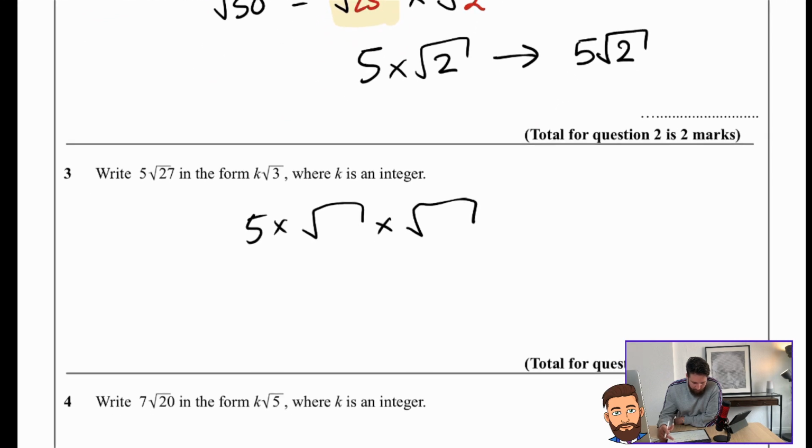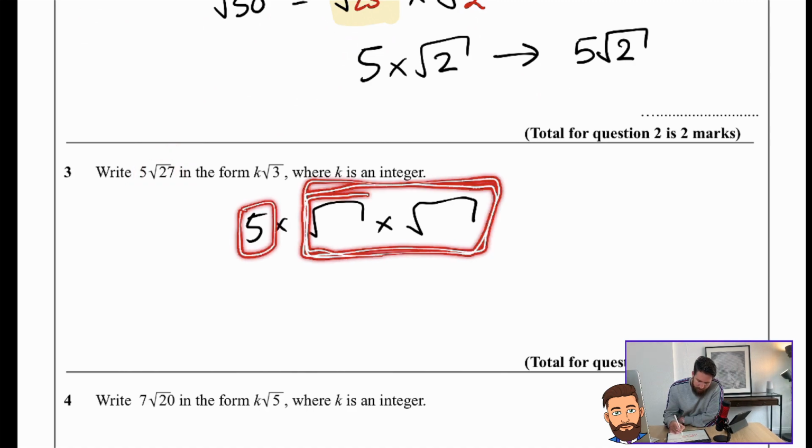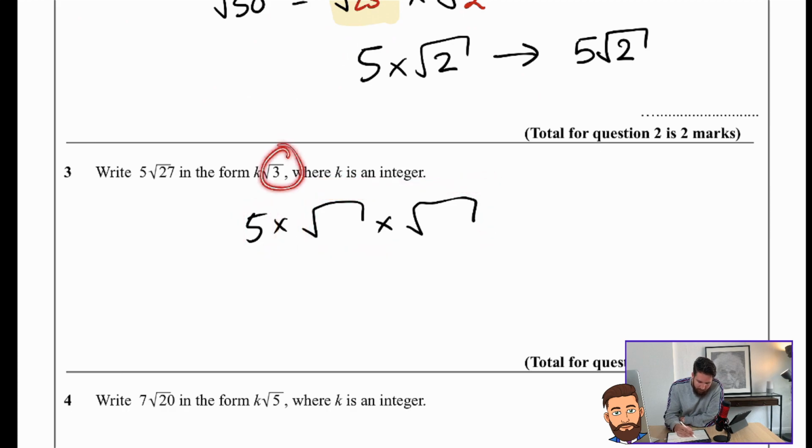Same thing for the next one. The only difference here is 5 root 27 is 5, and you break the root 27 into 2 surds. So they've told you again, they've helped you. One of your surds is 3, so you can just fill that in and then work backwards. What would I times by 3 to get 27? 9. Again, useful. 9 is a square number, so I end up with 5 times the square root of 9 is 3 times the square root of 3.